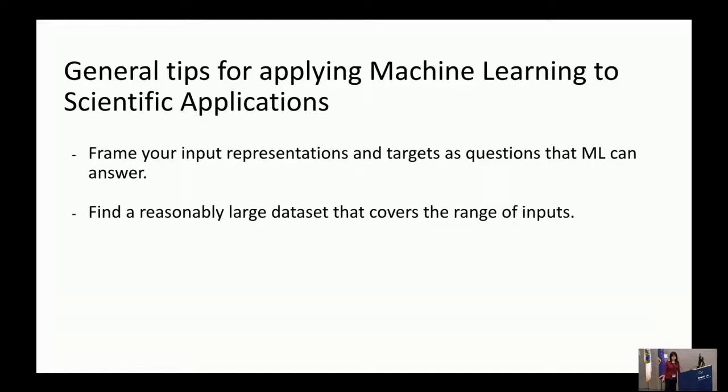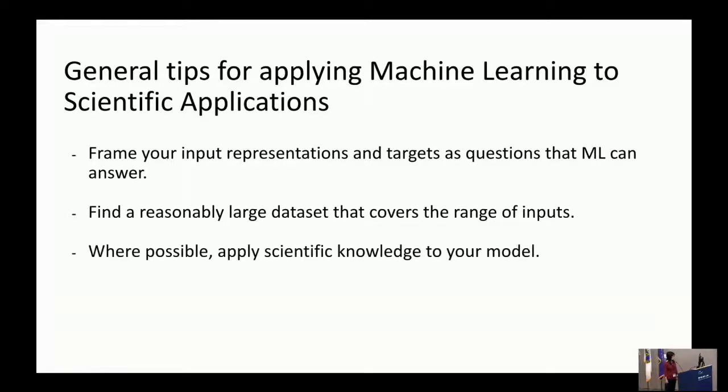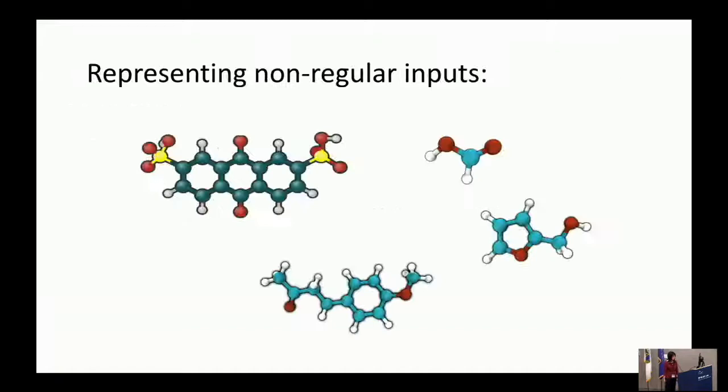Obviously, the other big constraint is finding a data set that's large enough to do what you want, to cover all the input space that you care about. And finally, as much as possible, try to apply scientific knowledge and scientific intuition into your models. It really does help the performance.